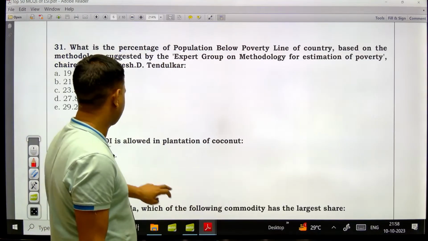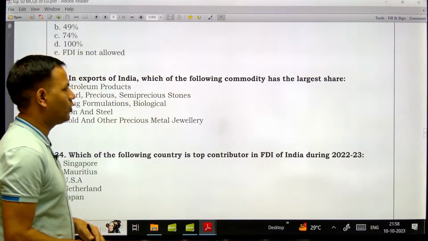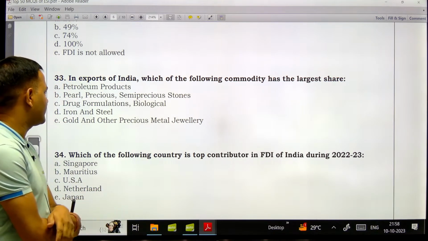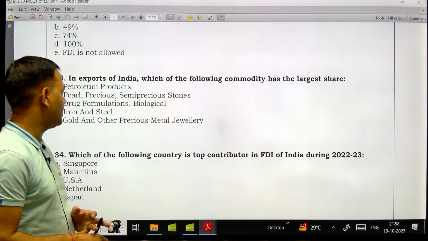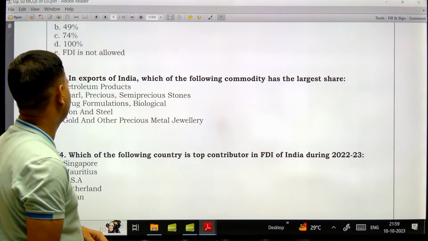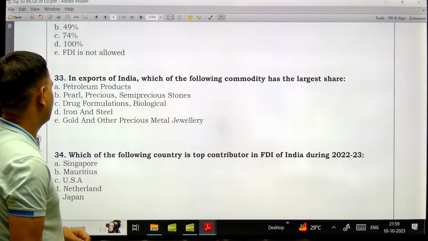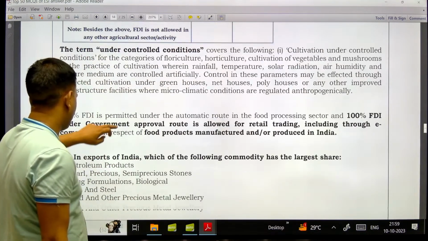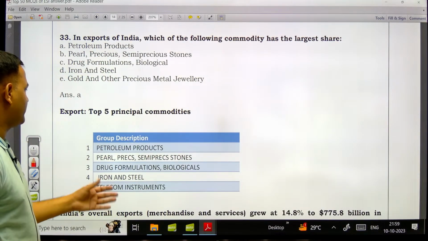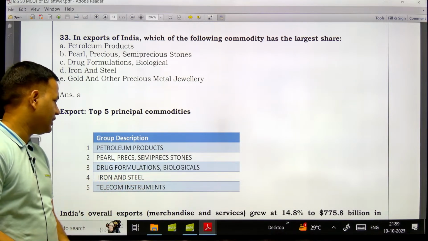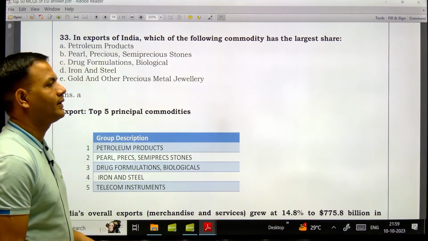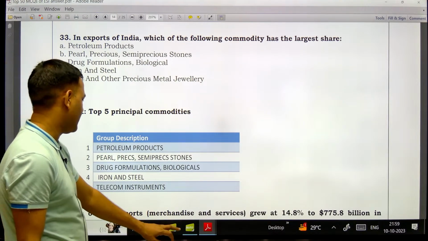Next question. In exports of India, which of the following commodities has the largest share? Petroleum products, pearls, precious and semi-precious stones, drug formulations, biologicals, iron, steel, gold and other precious metals and jewelry. Petroleum products is the right answer. The top 5 export products are petroleum products, pearls and precious stones, drug formulations and biologicals, iron and steel, and telecom instruments. Petroleum has the largest share.